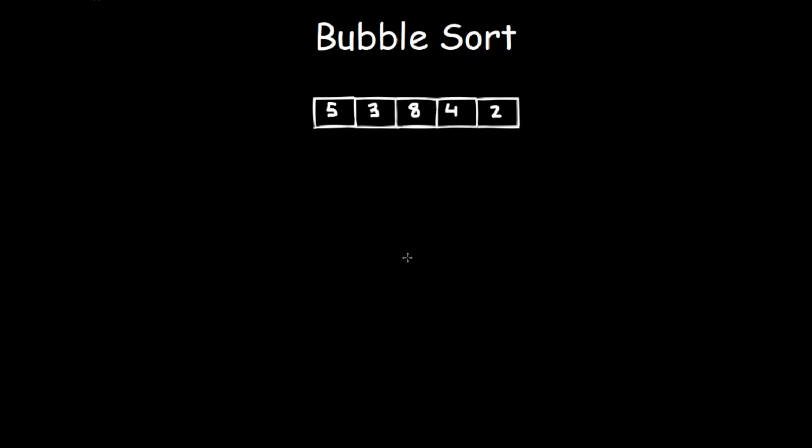Bubble sort is a simple sorting algorithm that repeatedly steps through a list, compares each pair of adjacent items, and swaps them if they are in the wrong order. This pass through the list is repeated until the list is completely sorted.